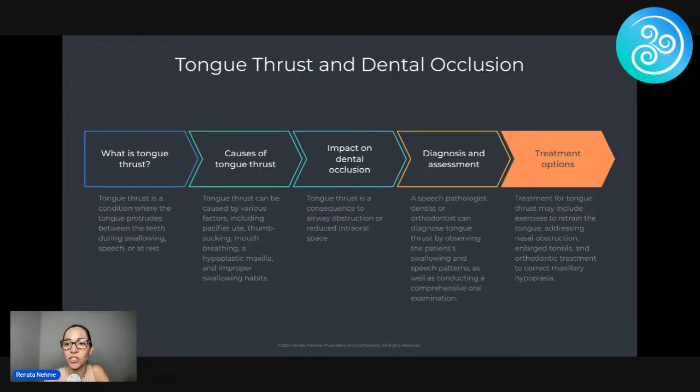So a speech pathologist, a dentist, or an orthodontist can diagnose a tongue thrust by observing the patient's swallowing and speech patterns, as well as conducting a comprehensive oral examination. Treatment for tongue thrust may include exercises to retrain the tongue. However, you have to address nasal obstruction first, enlarged tonsils, and orthodontic treatment to correct a maxillary hypoplasia, which means the upper jaw a little bit too small.